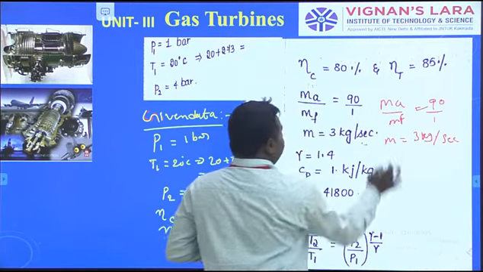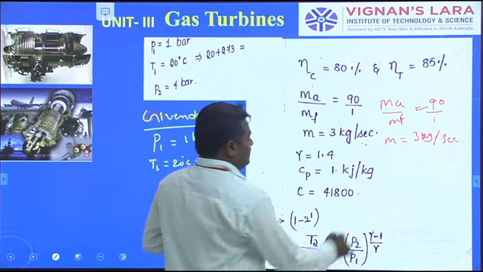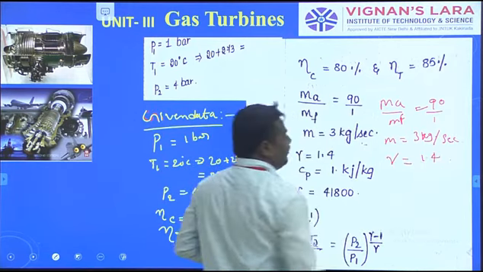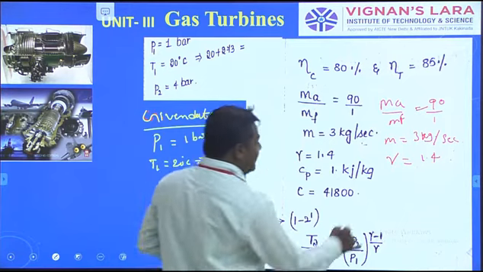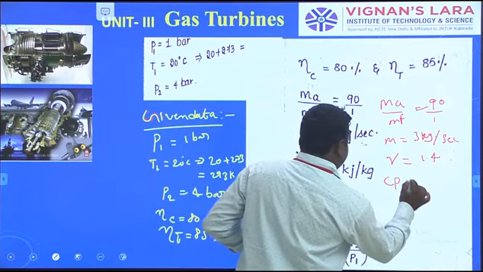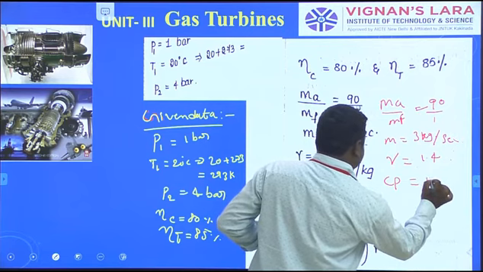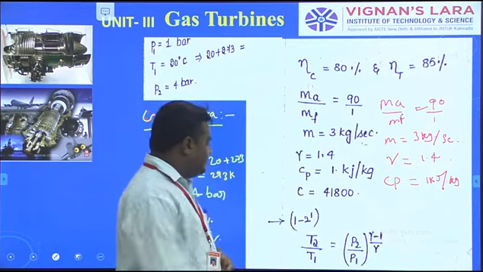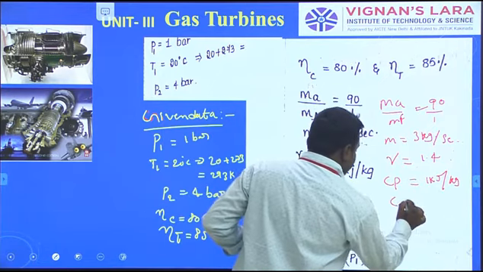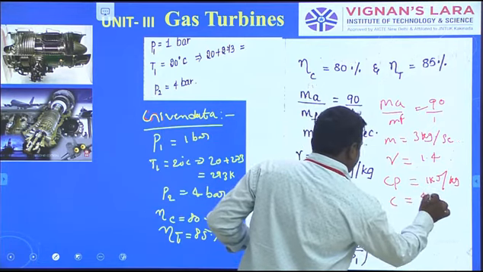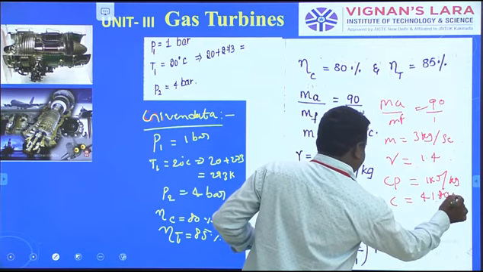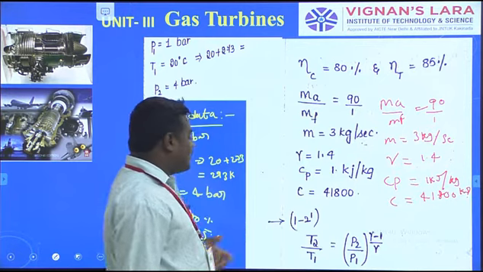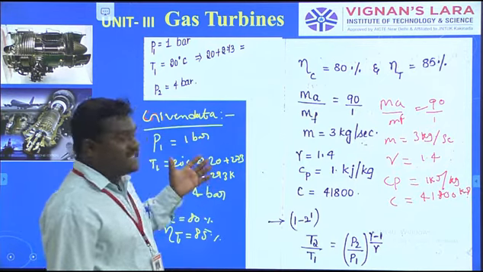Okay, then the gamma value is already given, a constant value 1.4, and the Cp value is 1.1 kilojoule per kg. Then the calorific value of the gas is 41,800 kilojoule per kg. Then the process is the open cycle.